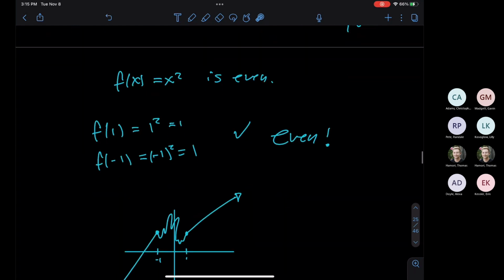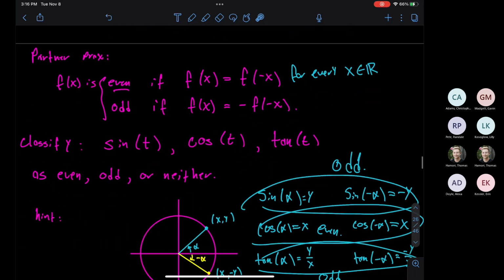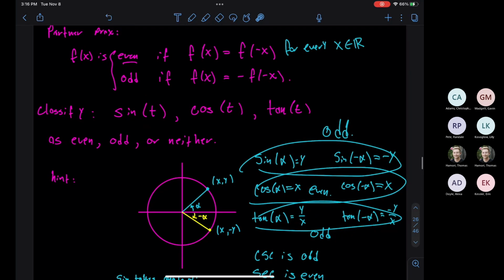Okay, so next up, what do we got? Even and oddness of sine and cosine. And we determined during a partner practice that sine is an odd function and cosine is an even function. Okay, so that means that tangent is also going to be an odd function. It's going to be an odd divided by an even, which would be an odd.